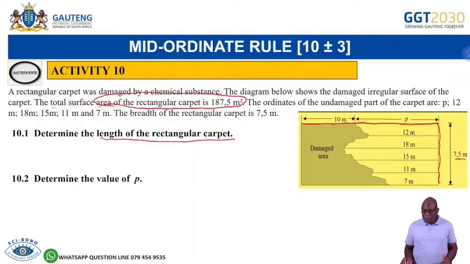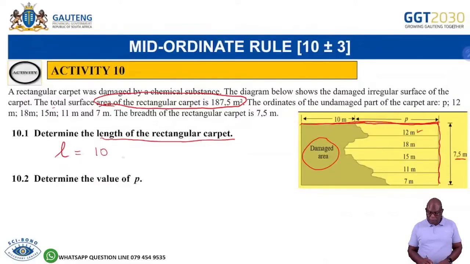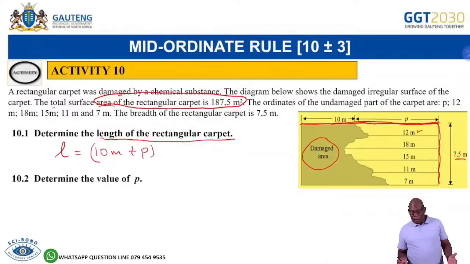So I'm given the area, and I've been given this damaged part. You can see this damaged area. The other part is not damaged. So the length here is actually not given. There's a p, but I can write the length as 10 plus p. That is my length. Okay, now remember this one is 7, so it cannot be, right? So hence they ask to determine the value of p.